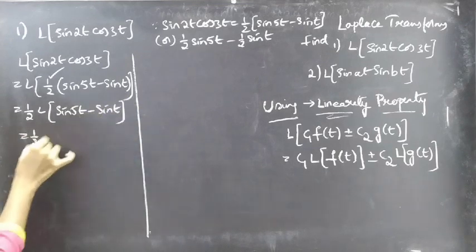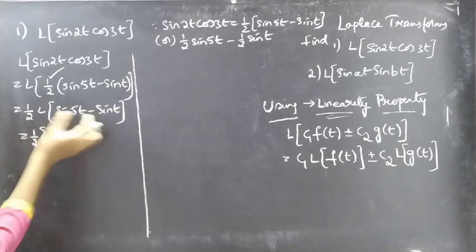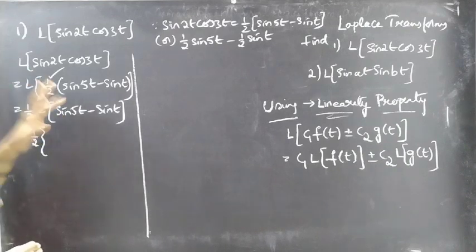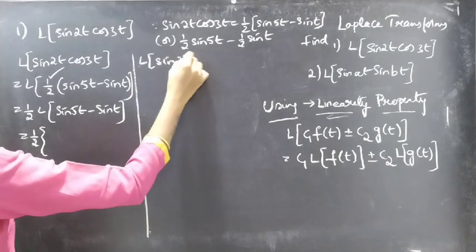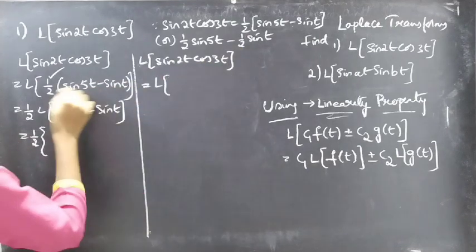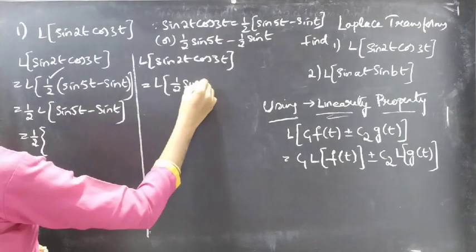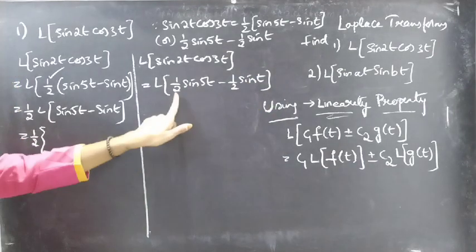Now we'll apply the linearity property: L of first function minus L of second function, because we have already taken the constant outside. If you multiply 1 by 2 to these two terms, we'll get 1 by 2 sin 5t minus 1 by 2 sin t. Here C1 equal to C2, C1 is 1 by 2.